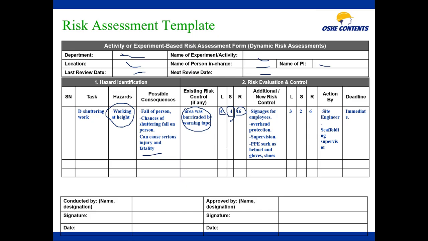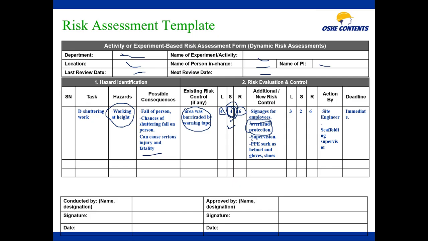Here many people say the severity cannot be reduced, but I can show you how the severity can be reduced. If the severity rate was 4, the person can fall down and die. Why would there be fatality chances? Because there was no protection. That's why the consequence was 4. Now we have provided overhead protection. Where are the chances? There are no chances, because if deshuttering material or any tool falls down, it cannot hit any person, because there is overhead protection. So the consequence went down.